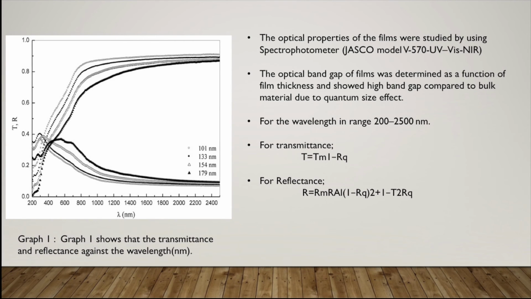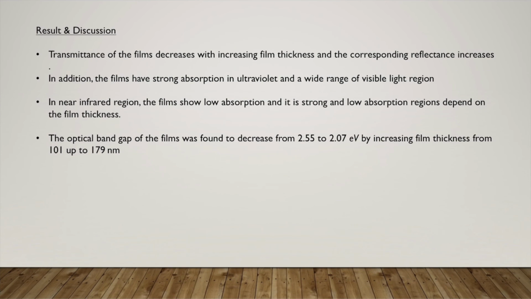Next, as we can see in the following graph, it shows the transmittance and reflectance against the wavelength. So, from that, we can know the value of the transmittance and also the reflectance. Okay, based on the graph, we can see the transmittance of the film decreases with increasing film thickness and the corresponding reflectance increases. In addition, the film has strong absorption in the ultraviolet and a wide range of the visible light region.